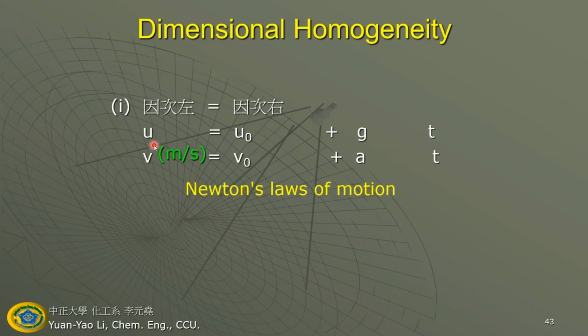So it's the length divided by time. And then V0 is the initial speed, right? So V0, the speed, is also length divided by time. How about g? g is acceleration. So you put g, acceleration, and the time together. So on the left hand side, this is length divided by time, right? And plus this, as you can see here, is also length divided by time. So this is called dimensional homogeneity.